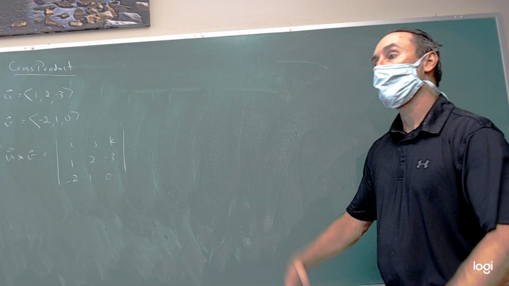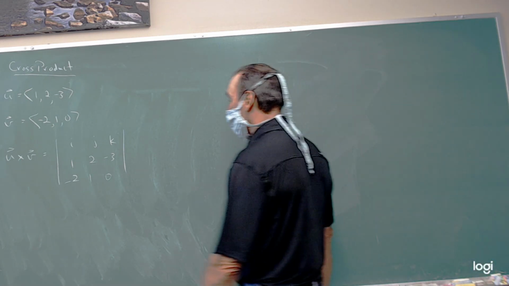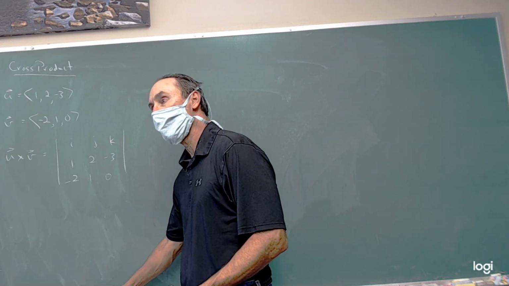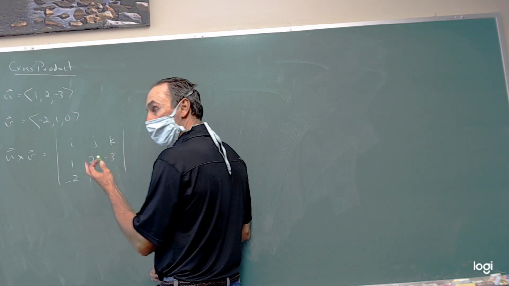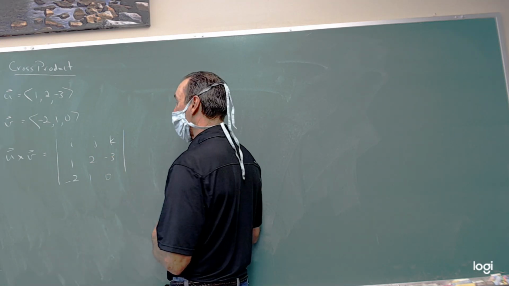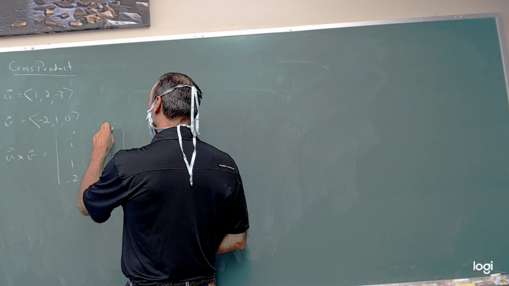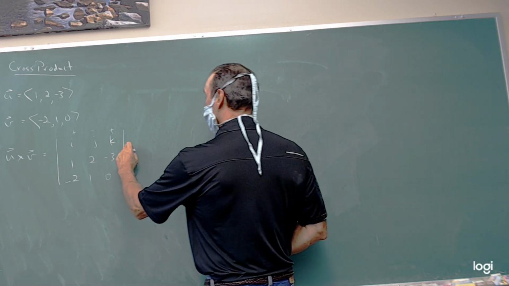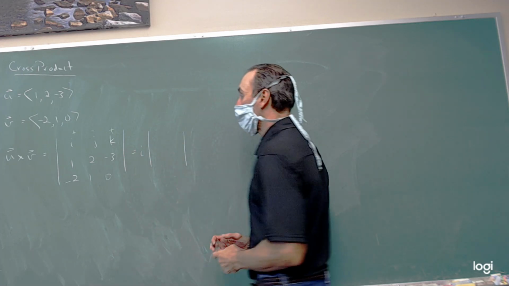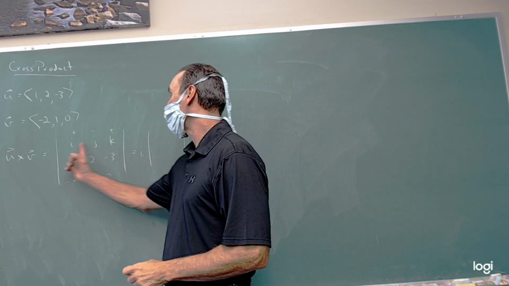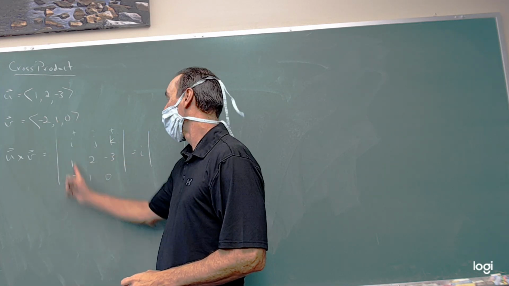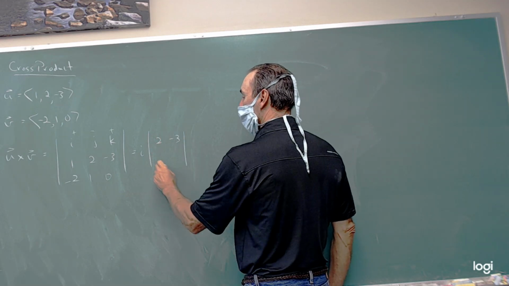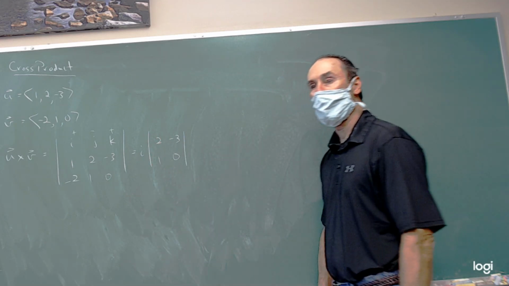Okay? We're going to use expansion by minors, and we'll always expand along the first row because we want to keep that i, j, k. Remember that there's a sign pattern that goes with expansion by minors: plus, minus, plus. So this will be i times its minor. We create i's minor by crossing out the row and the column that i is in, and the resulting 2 by 2 determinant should look like 2, -3, 1, 0.